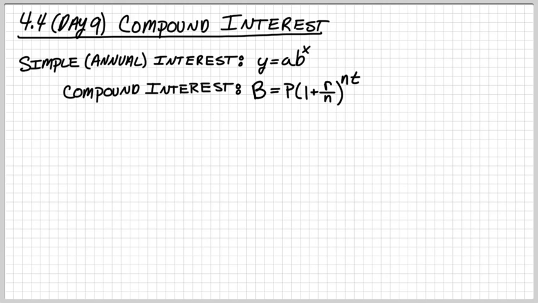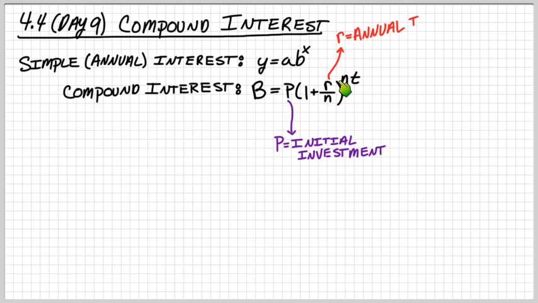And some of those variables you probably already know. So, for example, P is the initial investment in the account, otherwise known as the principal. That's the thing that we're hoping is going to grow. Okay, so that's P. R is just our annual interest rate. Another word for that is the nominal rate. We'll talk about that in a second.